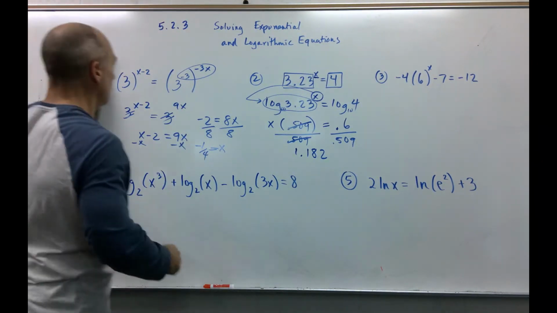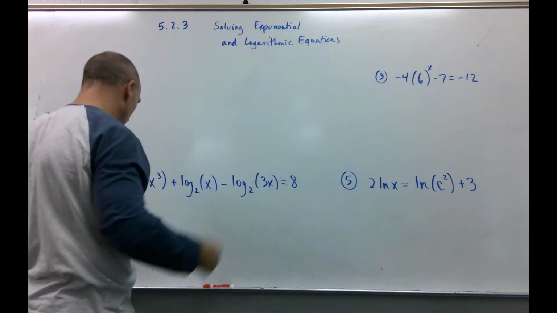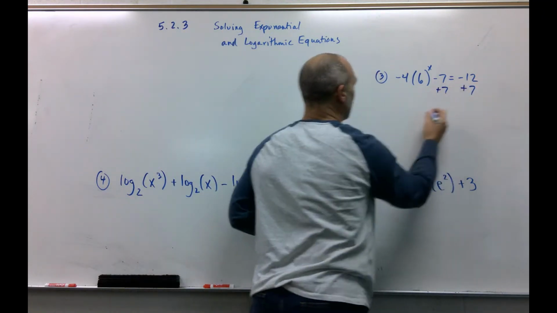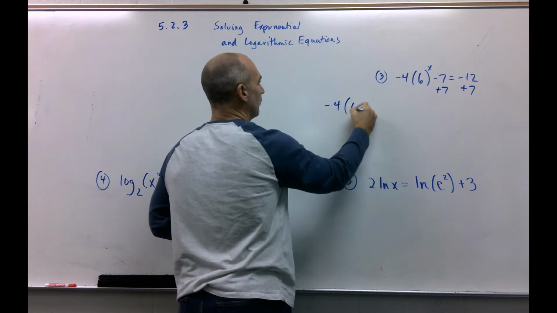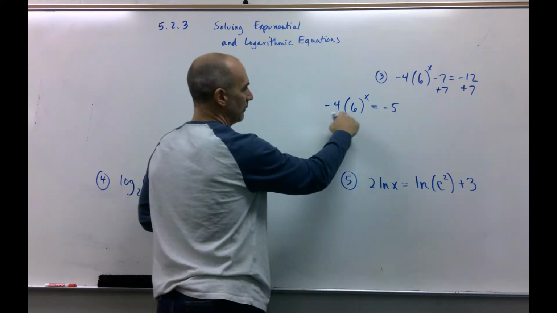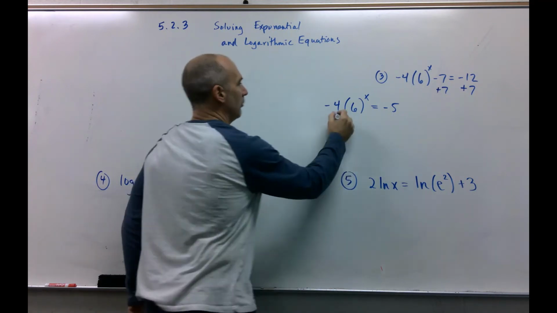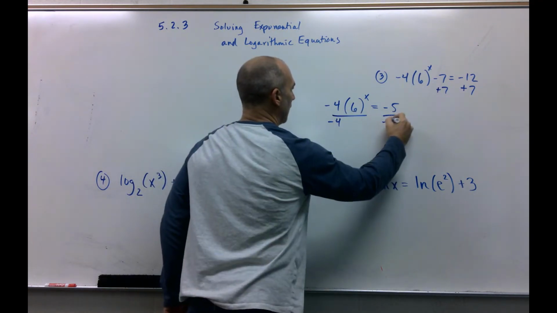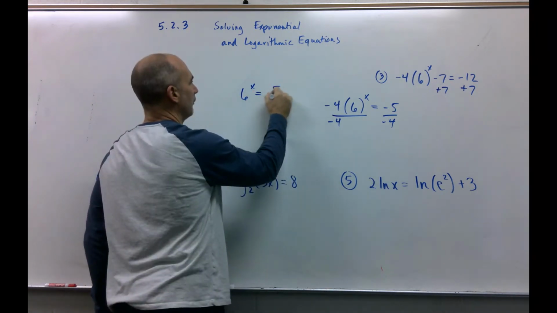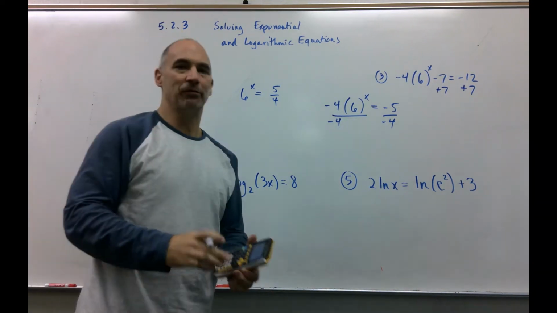I'm going to erase all this to give us some more space to work for these other ones. And let's go to number 3. Well, according to just basic rules, let's just clean this thing up. So I get negative 4 times 6 to the x power equals negative 5. Now, if you try to go negative 4 times 6 and get negative 24, you're breaking the commandment of PEMDAS. So divide by negative 4, divide by negative 4, and I get 6 to the x equals 5/4. Common bases, happy places? Never, ever, ever.